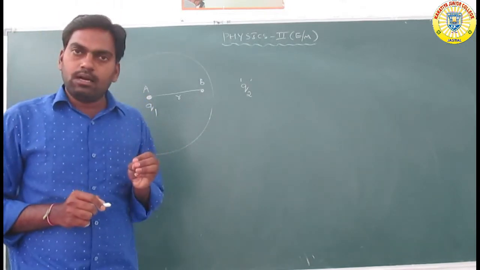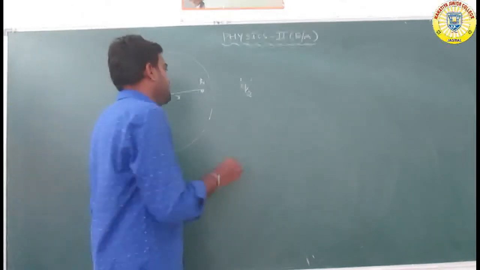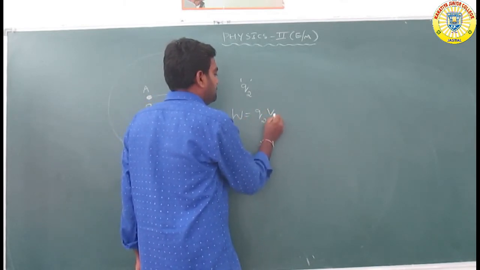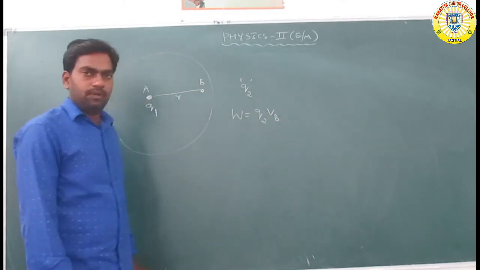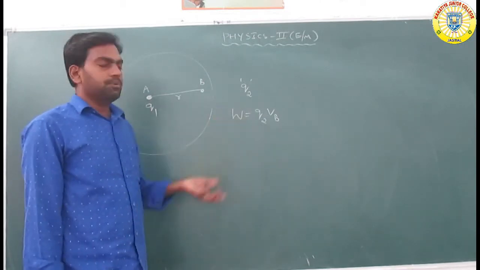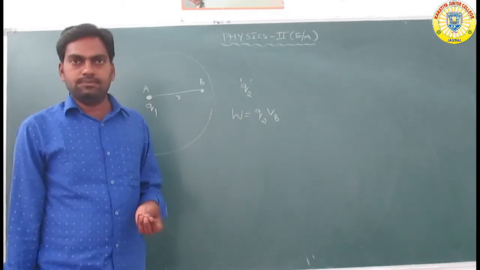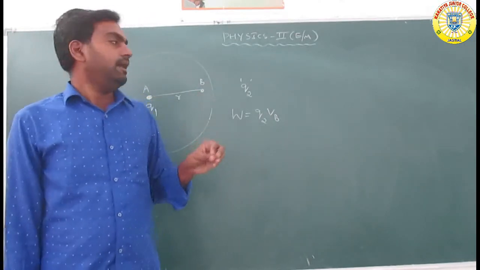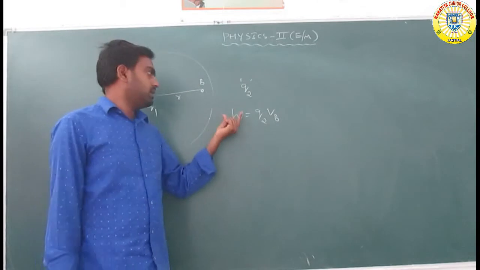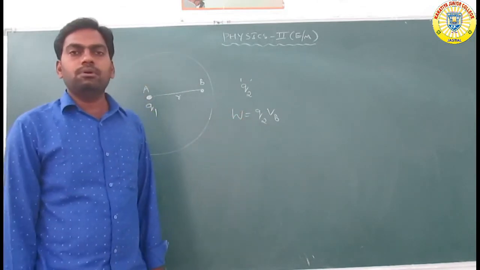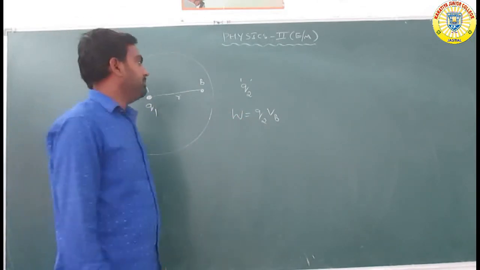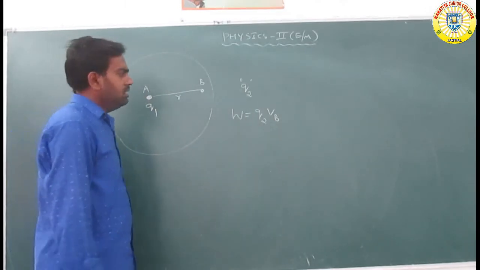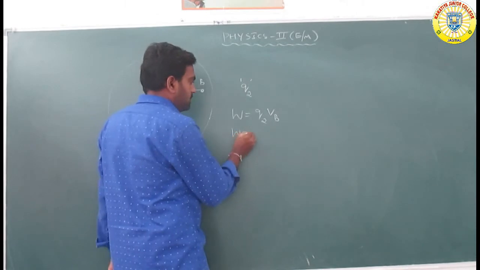Some work is done, called W, which is equal to Q2 VB. Q2 is the amount of charge being brought from outside to inside the field at point B, and VB is the potential at that point. So W is equal to Q2 VB.